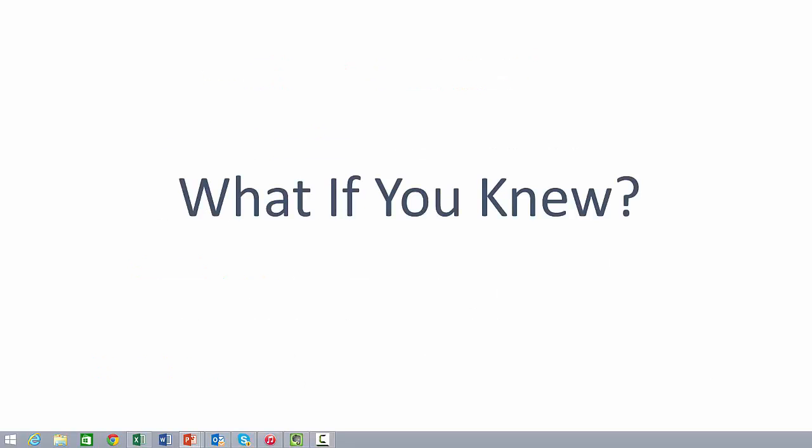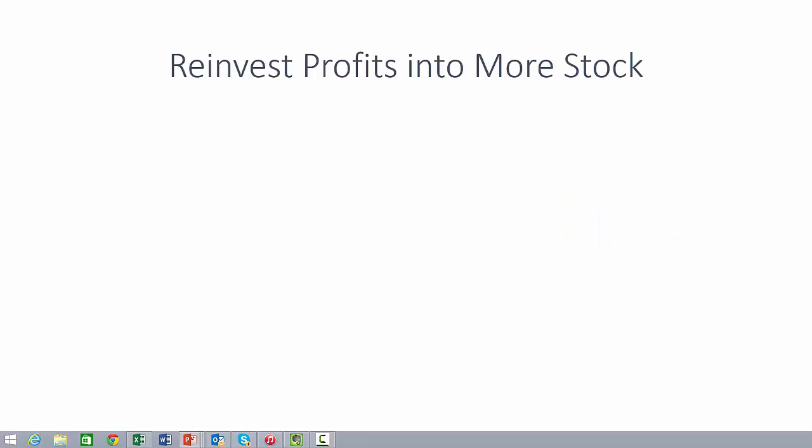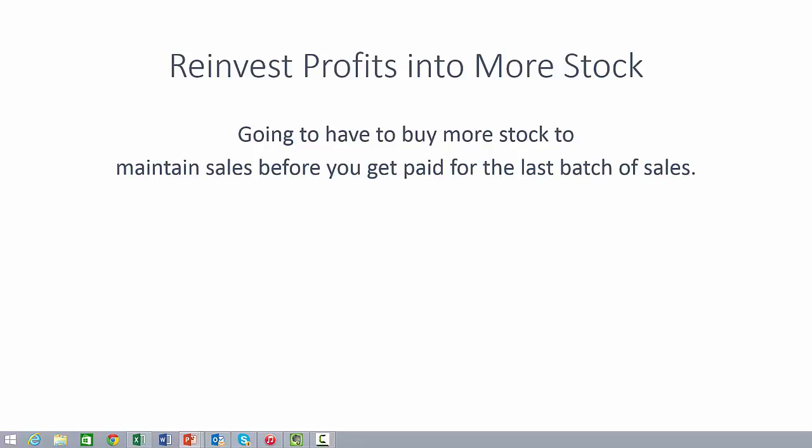But what if you knew beforehand that the model you had was going to result in that situation of about $100,000 worse off? Would you have made different decisions in terms of where you think that business is going, what price you're going to sell at, whether you're going to sell that product or a different product, what volume you're going to sell at, because profits are not equal to cash flows. And the main reason is you have to invest your profits into more stock. You're going to have to buy more stock to maintain the sales before you get paid for the last batch of sales.